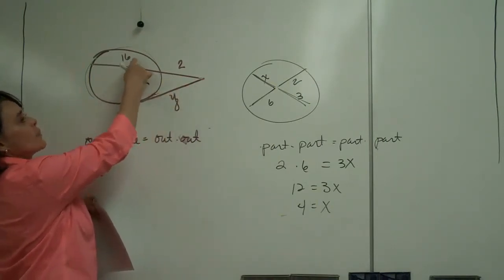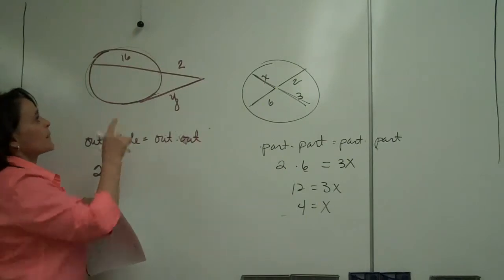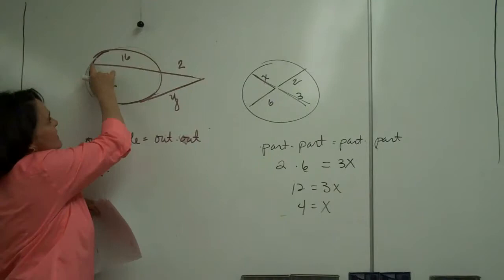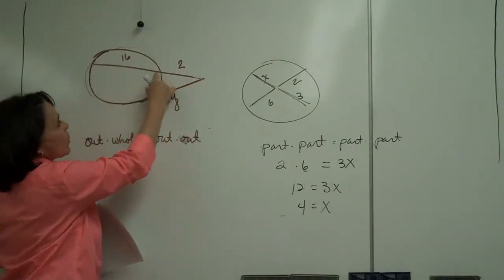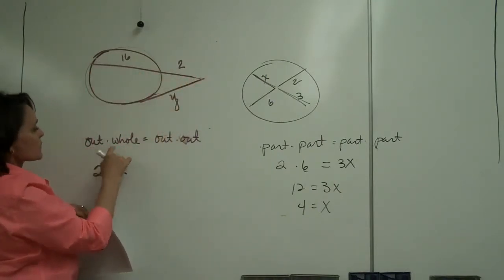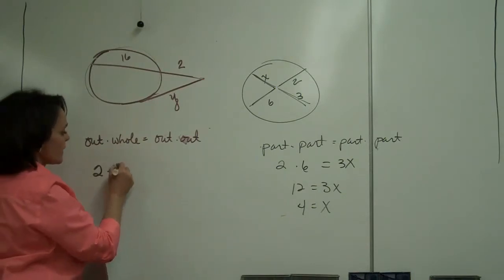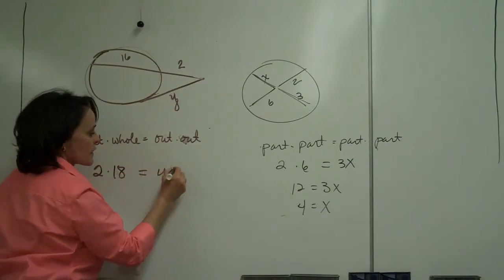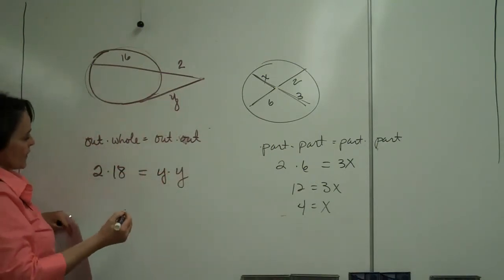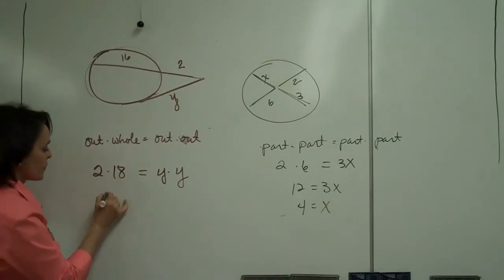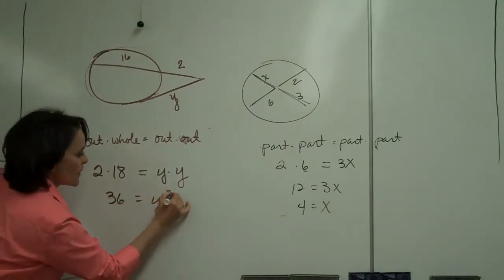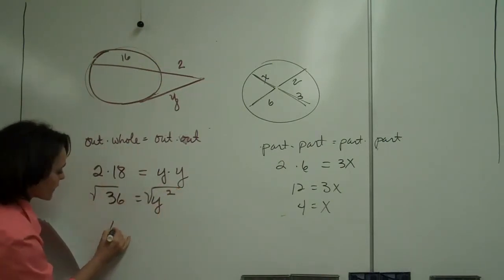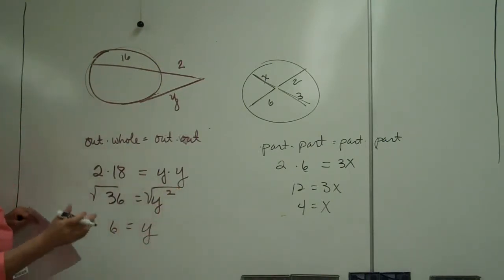Because you want to put 16 in there, don't you? But does 16 represent that whole thing? No, heck no. What represents that whole thing is that part plus that part. So out times whole is going to be 18, is equal to out times out, y times y. And what we end up getting there, then, 2 times 18, 36, is equal to y squared. Take the square root of both of those, and we end up getting that 6 is equal to y.